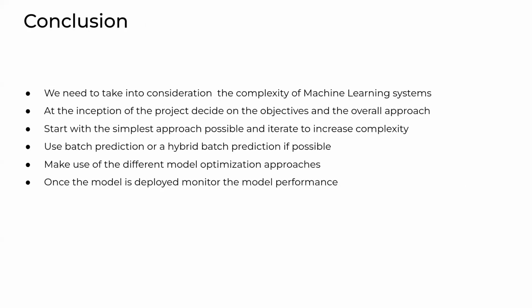So in conclusion, we need to take into consideration the complexity involved with machine learning systems. It is important to set the expectations, the objectives and the metrics at the initialization of the project. But keeping in mind, as we go and as we explore, things might change and we might have to come back to that point and go forward from that. It's always best to start with the simplest approach possible and iteratively increase on top of that. I think the simplest approach in my mind is batch prediction. So if you can do batch prediction, totally do that.